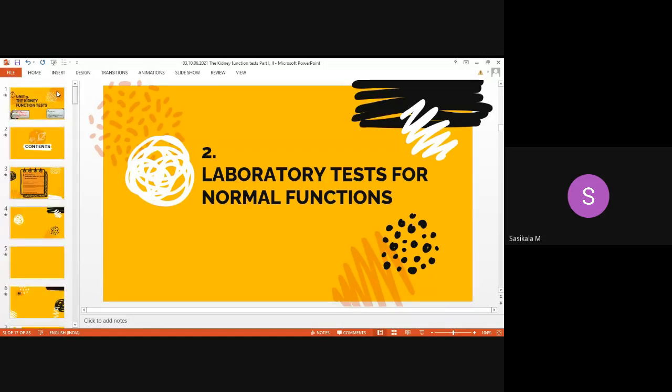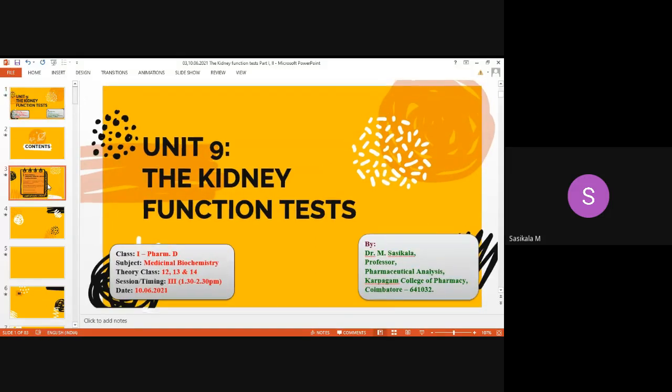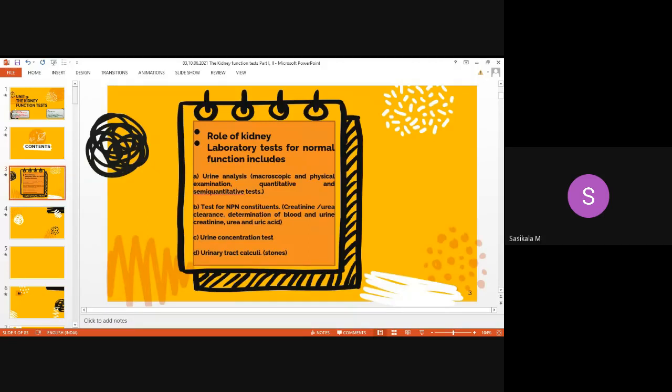One of you start giving answers on the kidney function test. That is the role of kidney, what we have seen in the last class. Akash, say about kidney function test, about the role of kidney, what we have seen in the last class.